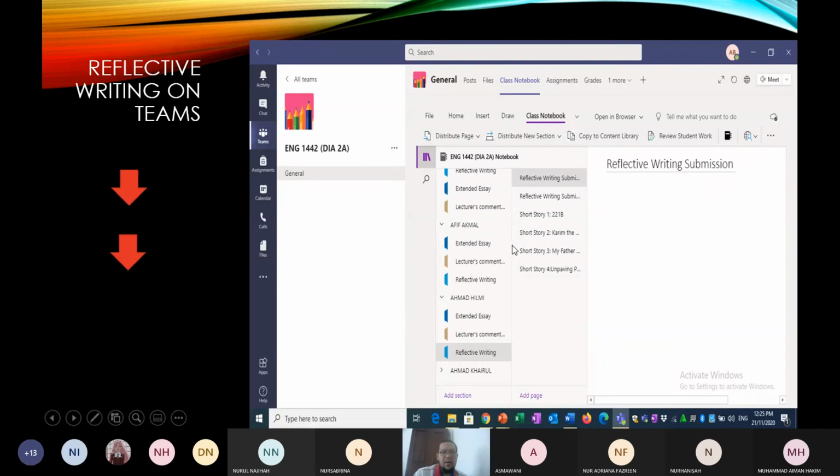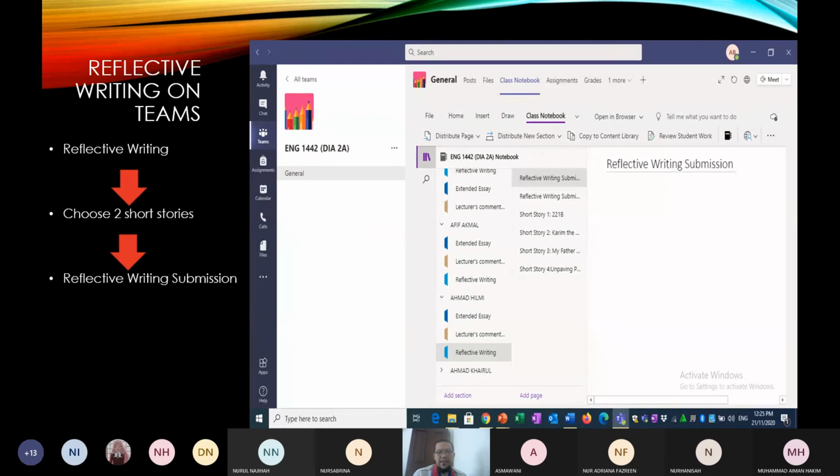Kalau you tengok ada kat dalam inbox ni ada you click on reflective writing. Alright. Lepas tu you go to you choose the short story, ada short story 1, short story 2, short story 3 and 4. You pilih dua yang mana you minat. You pilih yang mana, tak kisah. Okay. Lepas tu, lepas you dah faham, you analyse and then you go to reflective writing submission.